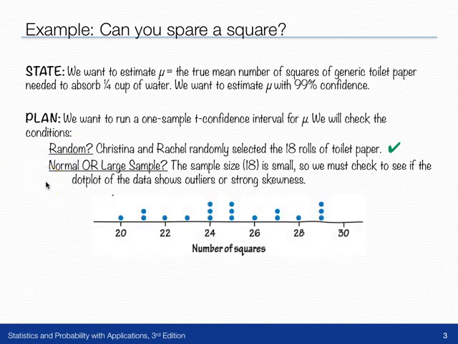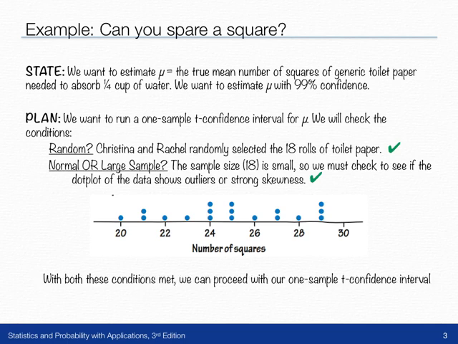Here's the dot plot. We see a little bit of skewness, but not really a lot, and most of the dots kind of tend toward the middle of the distribution. So there's nothing really here about outliers or strong skewness that gives us any pause. We're going to give ourselves the check mark there. And with both of the conditions met, we can continue on with our 1-sample t confidence interval.